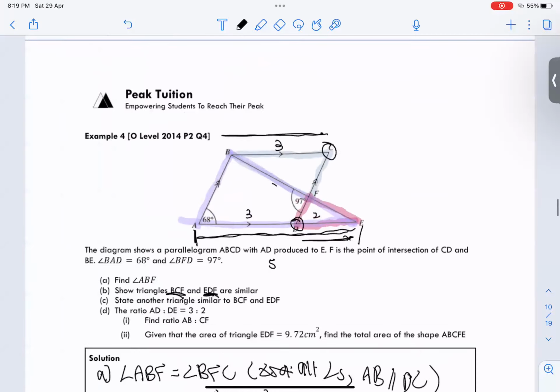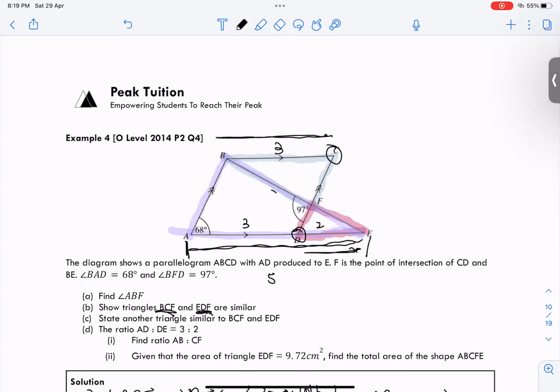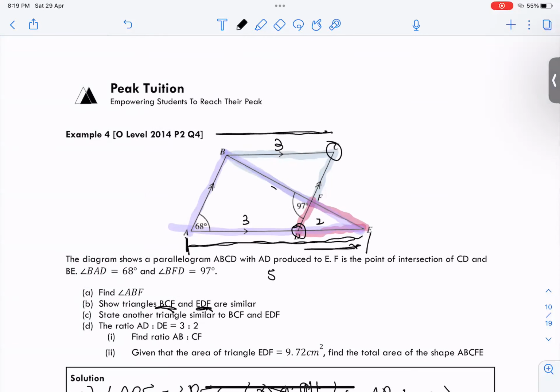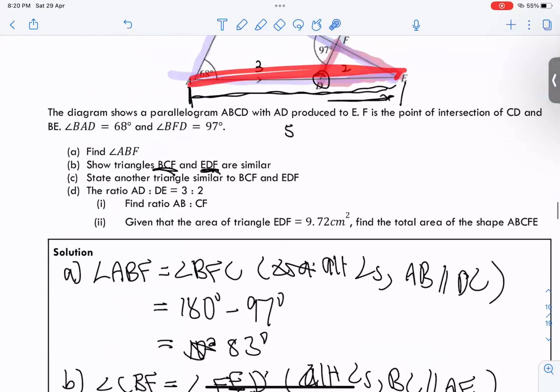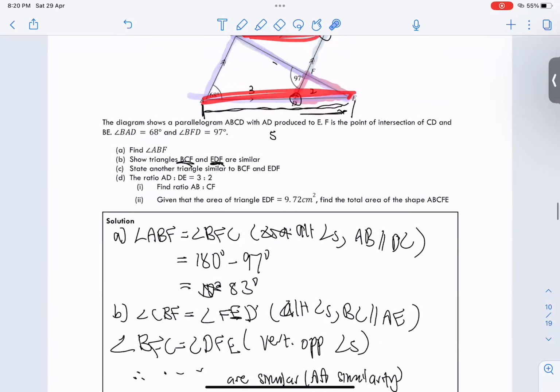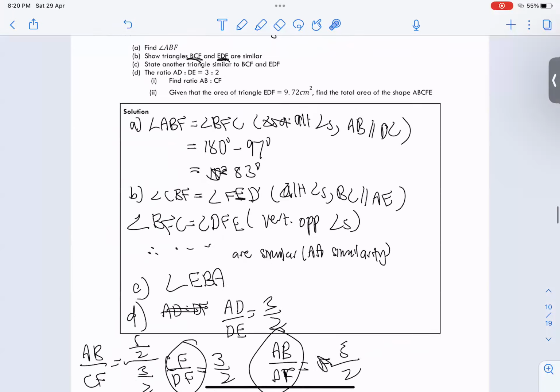And then over there, just now you need to do a lot of calculations. So when you see this figure, it's actually quite clear. You have this 3, this 3, this is 5. So you know straight away already, this is 5 to 3. And you don't need to do a lot of calculations.